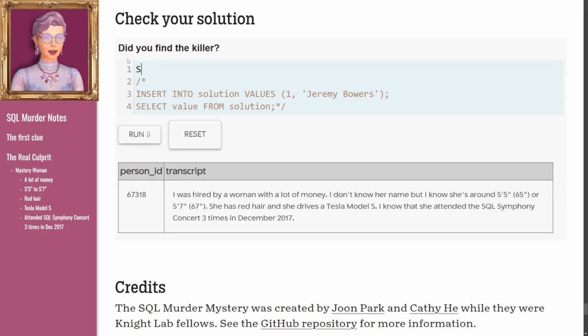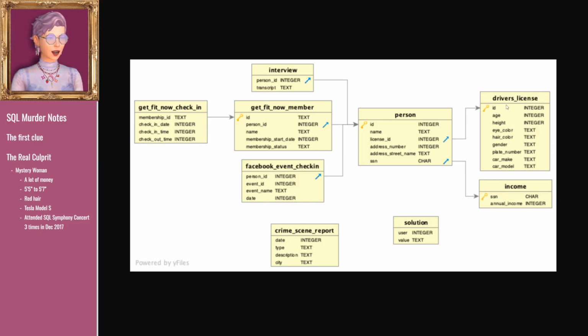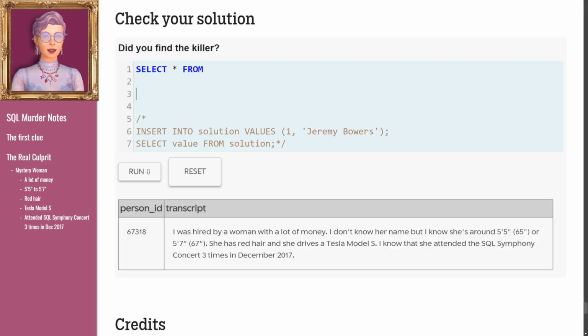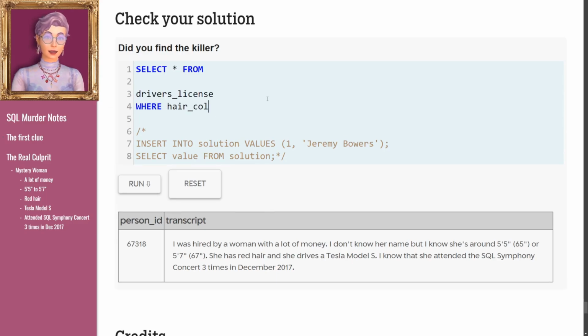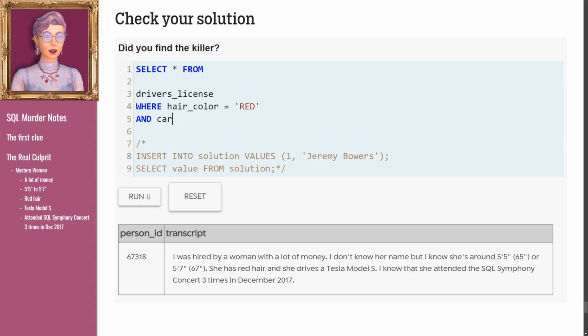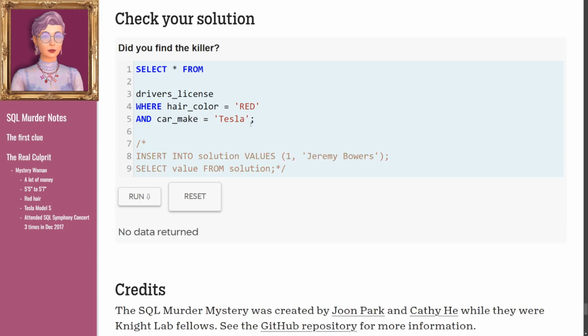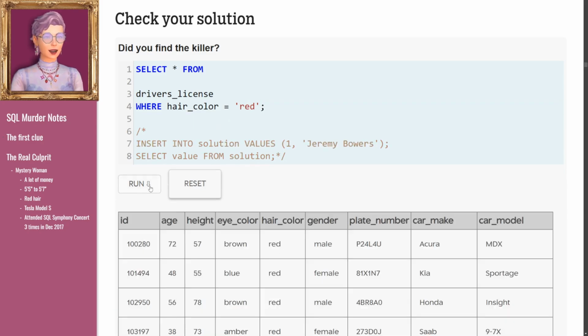Okay, let's see. Let's select all from, I guess let's start with driver's license, because driver's license has height and hair color on it and car model on it. So that's probably a great place to start, actually. Driver's license, where hair color is red and car make is Tesla. And let's just run that real quick to make sure we're on the right track. No data returned. Why? Because red is lowercase.